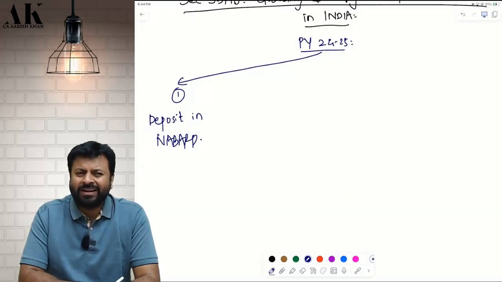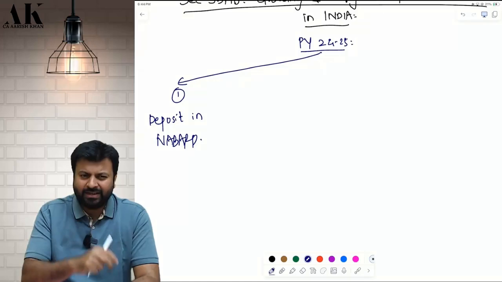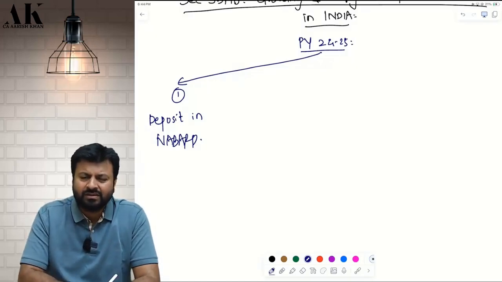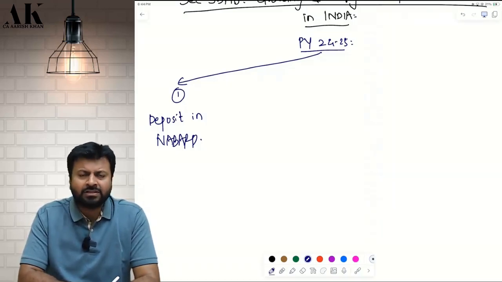Sir, there is no NABARD in my area. In my nearby vicinity, there is no NABARD. Then you can also deposit in a certain special account in certain banks. There are certain other approved banks which the government has said you can open an account in. Is it clear? So the first thing you have to fulfill is you have to deposit an amount.